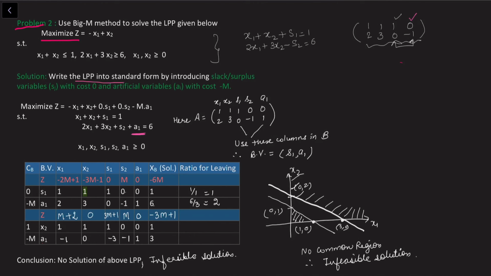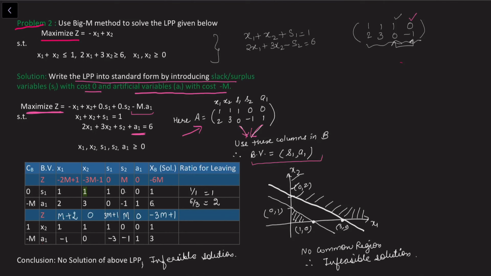we write the LPP into standard form by introducing slack and surplus variables with cost 0 and also introducing an artificial variable with cost minus M. You see that now this is a maximization problem, so the cost of the artificial variable is minus M. And while introducing the artificial variable, we have the A matrix as this. So these two columns will be considered as the initial basis matrix, or I use the basic variables as S1, A1.